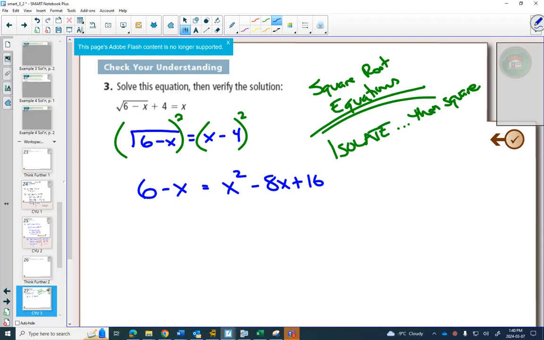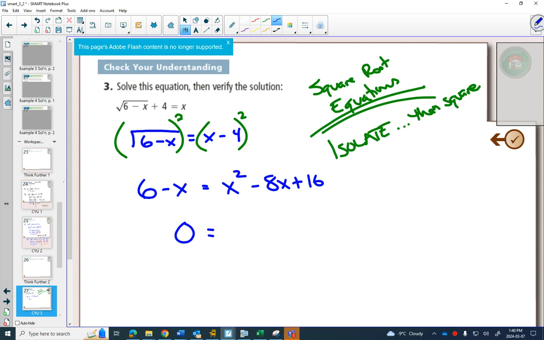And now we have a quadratic equation, which is this unit. How do you solve quadratic equations? You'll need to make one side equal to 0. And I always choose the side, it doesn't matter which side you make equal to 0, but I like my x squared to be positive. So notice my x squared is positive on the right side. So I'm going to make my left side 0.